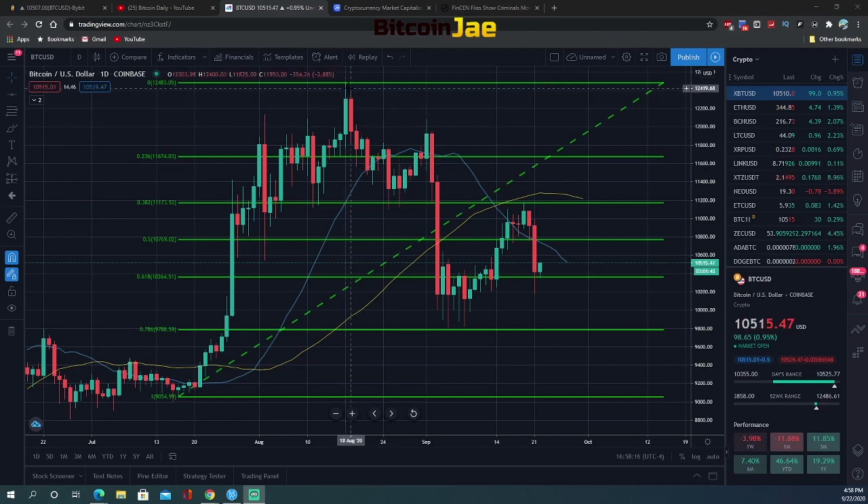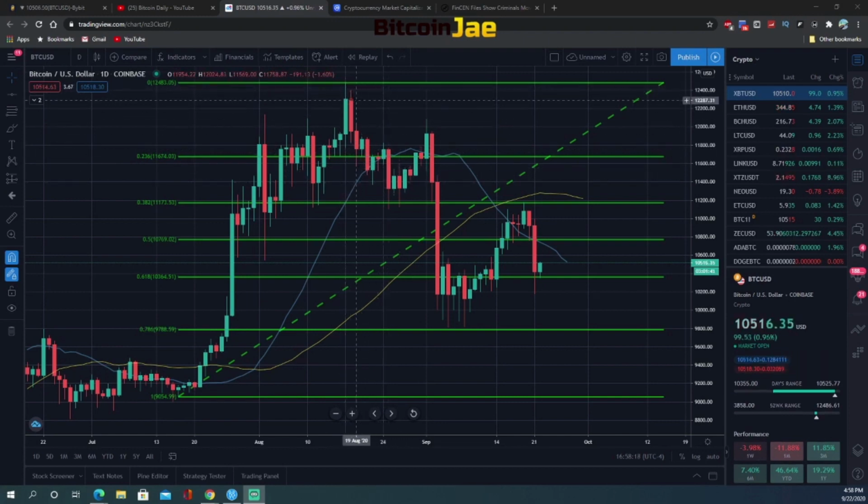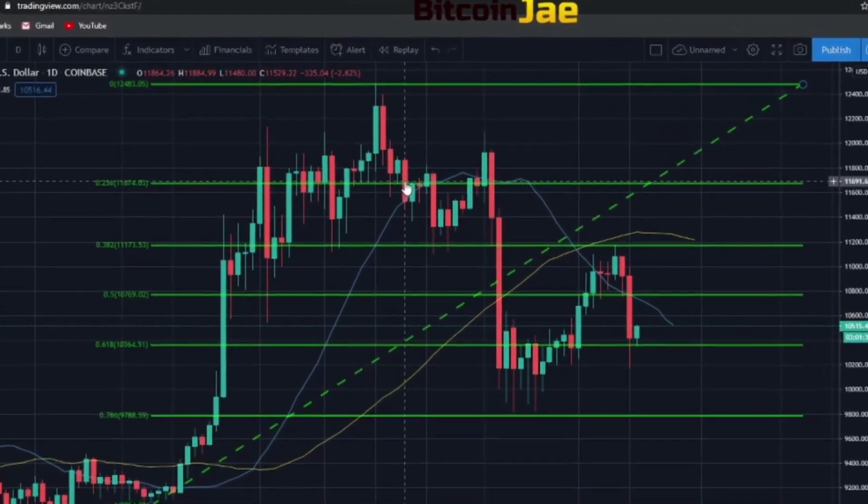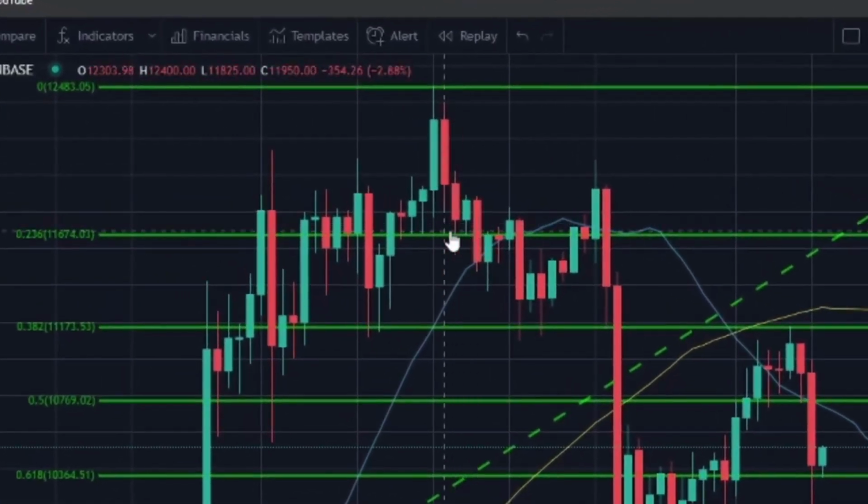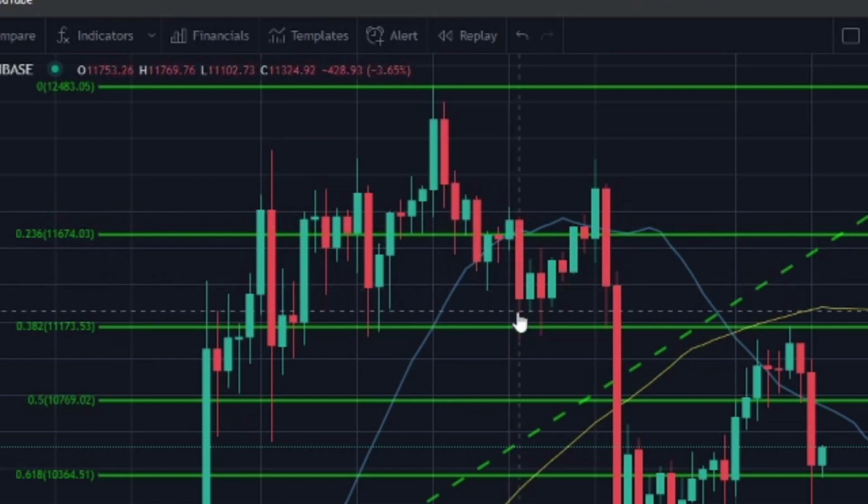So as you can see here, once it started taking off back down, the price reacted at this first level, which is 23.6%. So there was a lot of price action going on there before it violated that support. Once it violated that support, it dropped down, and look at this, look exactly where it bounced. It bounced at the 38.2% zone.